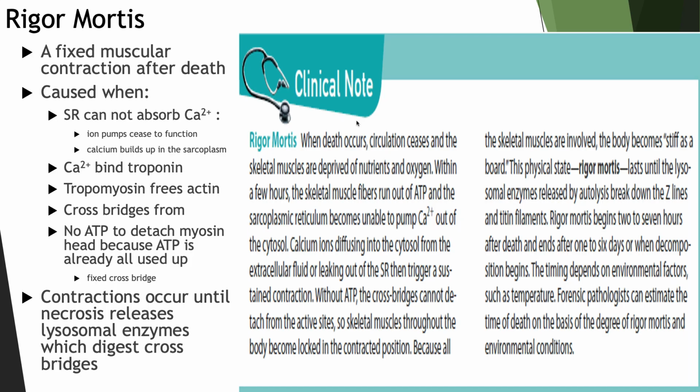Again, some of the disorders that are involved with this. So you can have rigor mortis, which is a fixed muscle contraction after death, and it's caused when the sarcoplasmic reticulum cannot reabsorb calcium, because the ion pumps cease to function and calcium builds up in the sarcoplasm. When that happens, tropomyosin frees the actin in this situation, and the cross bridges form. And then no ATP can detach the myosin head because ATP is already used up and not available. So those don't detach, and so the muscle never actually relaxes.